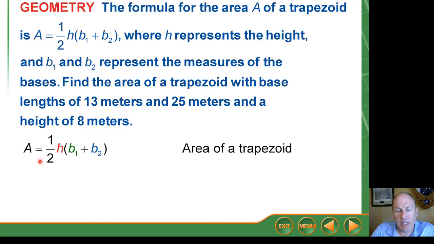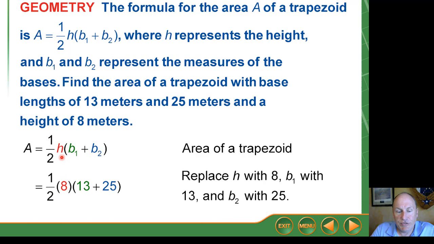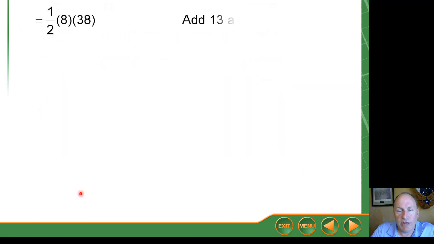So we're going to use that formula, A equals 1/2 h times the sum of the bases. And now we're going to go ahead and substitute. Since the height is 8, we're going to put in 8 there. Since the bases are 13 and 25 respectively, we're going to substitute that. So we have basically one grouping here, and that is this part right here. We're going to do our grouping first. Let's look at our order of operations. And indeed, when we add 13 and 25, we get 38.